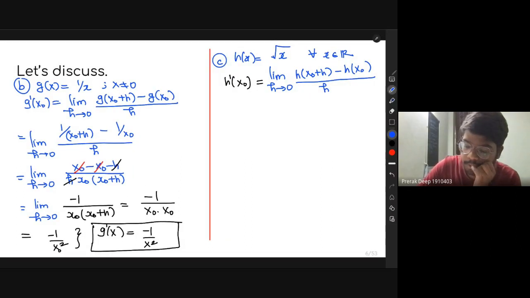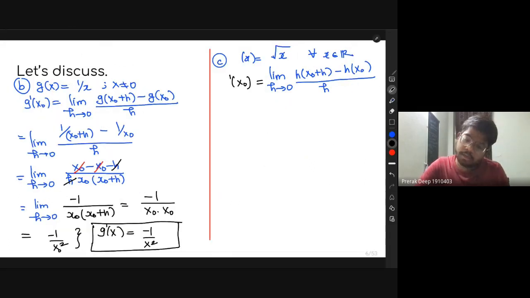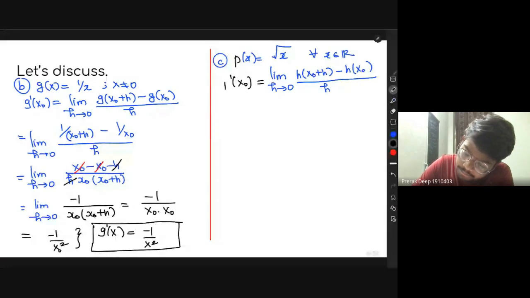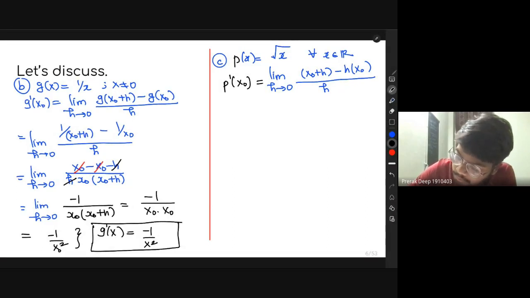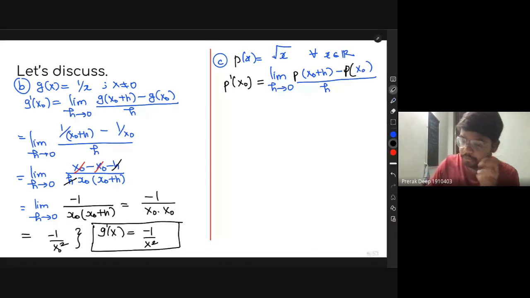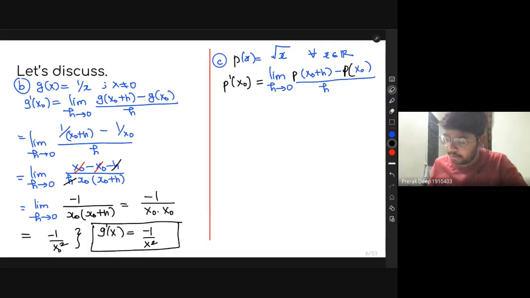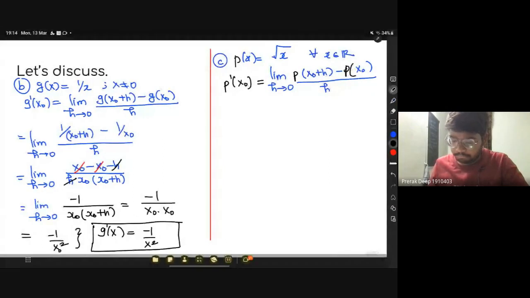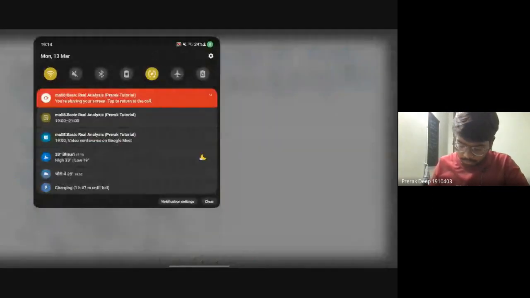So let me take this function to be a different function. Let me take a different notation. Let us take p of x. I don't want you to get confused between the notation of this function h and the real number h. That's why I'm taking a different notation.